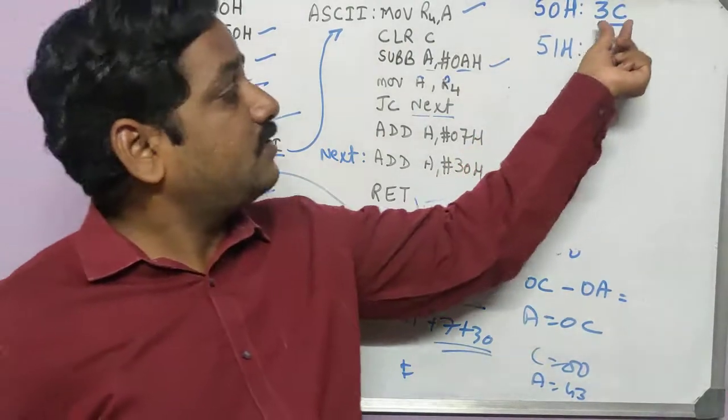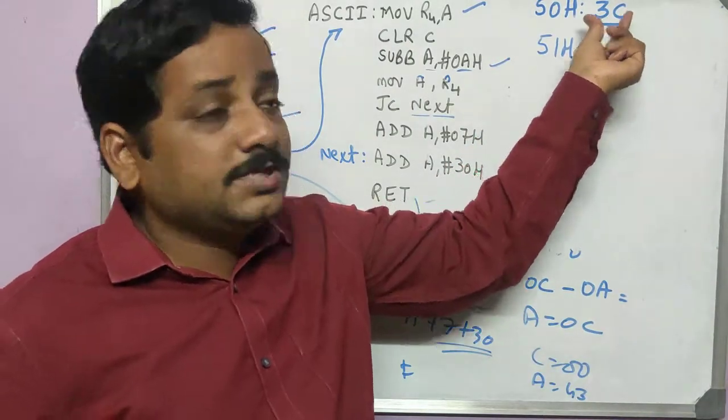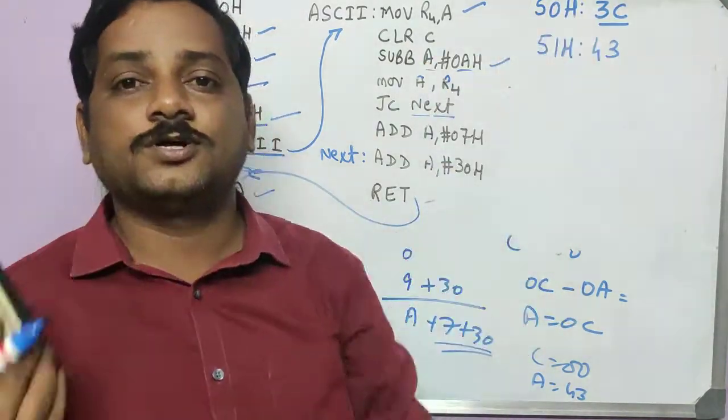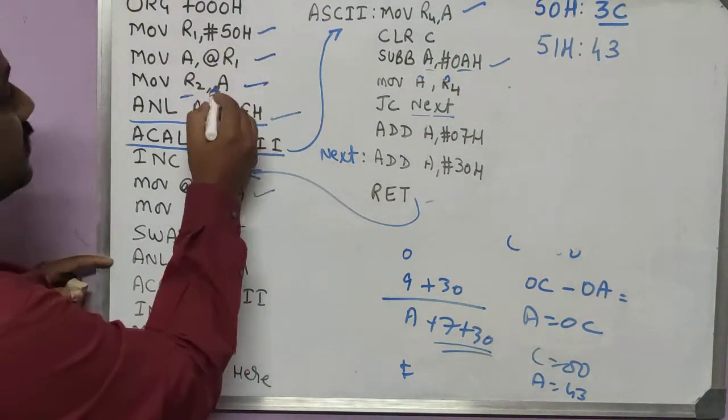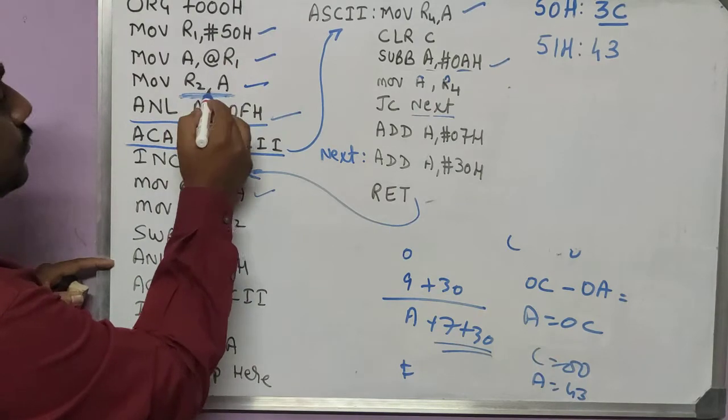Next I want to check for 3 now. So again recall this into accumulator. Get this back into accumulator now. Where do we have that 3C? We have that result in R2. Temporarily I have stored it in R2.